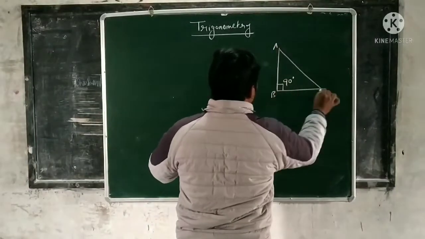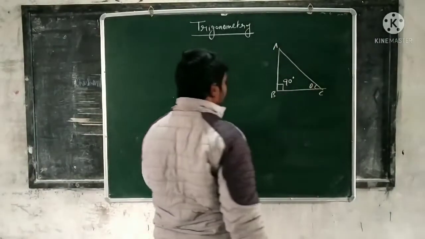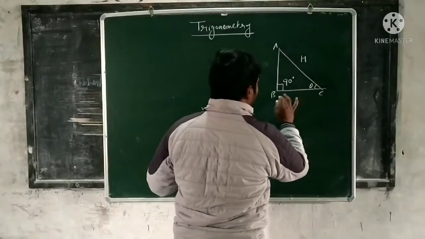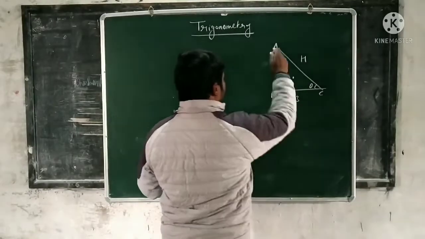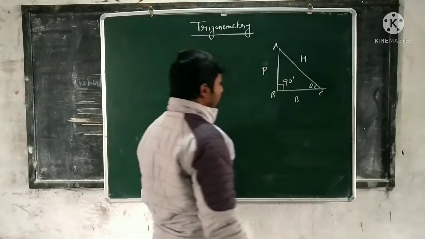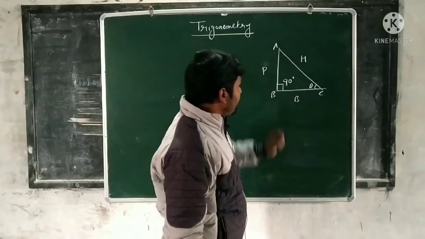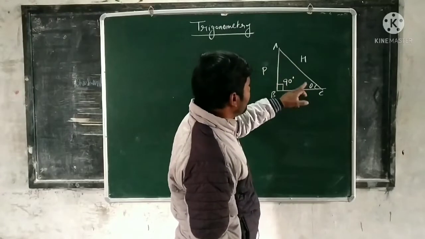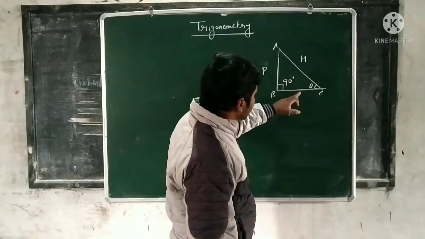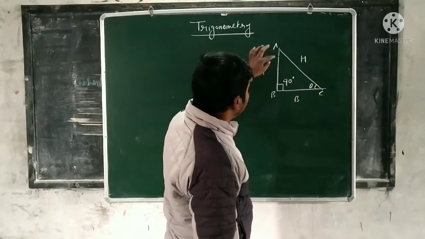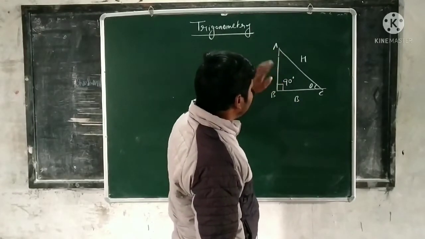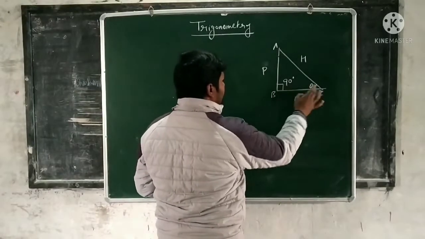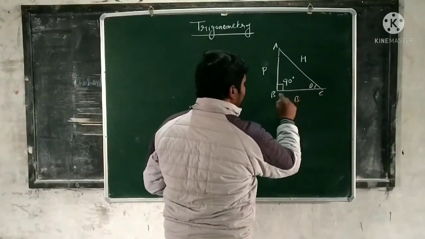Names are A, B, and C. If we put theta here, this side is called the hypotenuse, this side is called the base, and this side is called the perpendicular. Perpendicular and base are interchanged with a change of theta. The side in front of theta is the perpendicular, and the side between theta and 90 is the base. But here theta and 90 are here, therefore this side is the base. Okay.